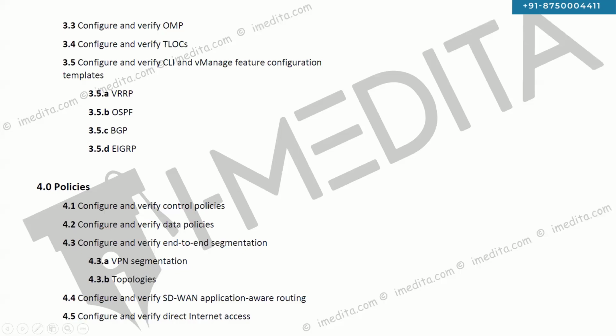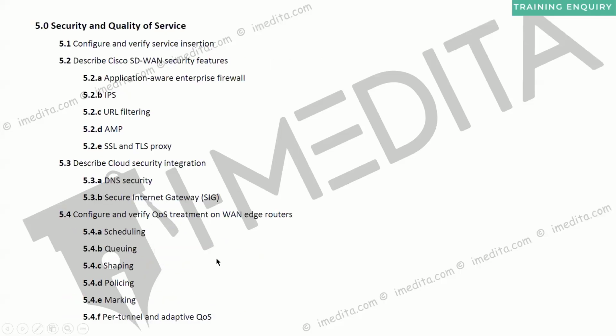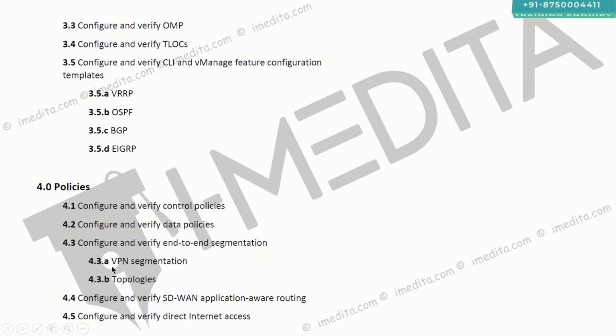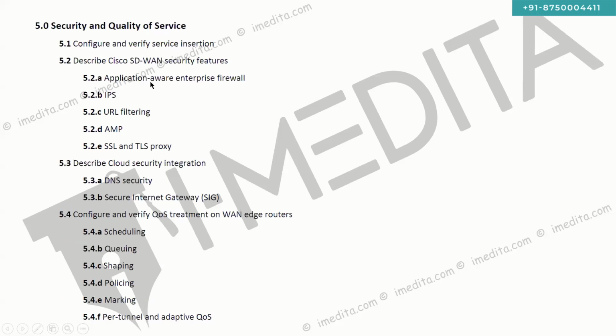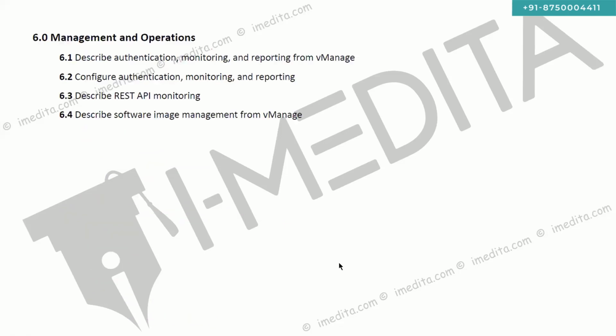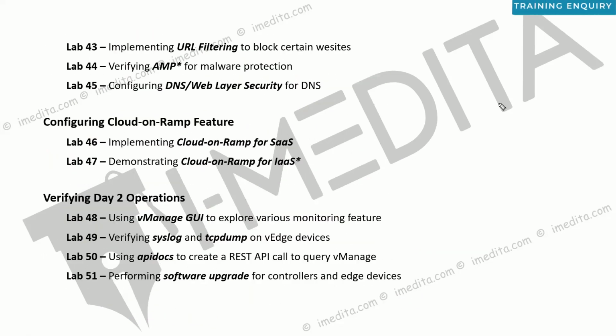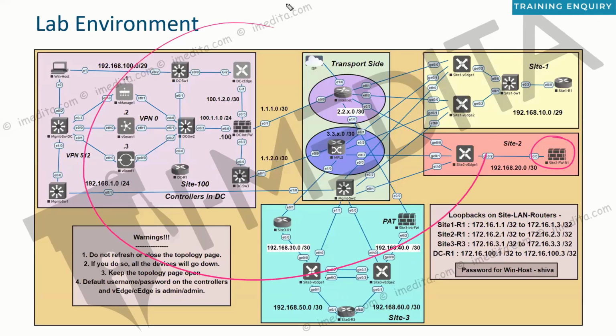So we'll talk about the policies. Once the policy section is done, then we will enforce security in our SD-WAN. When it comes to security in the SD-WAN, we have things such as service insertion. Service insertion basically means, let's say we have a firewall in our network, and I want our SD-WAN network to be aware of this firewall.